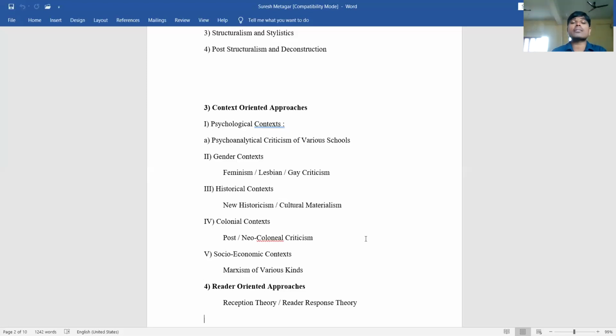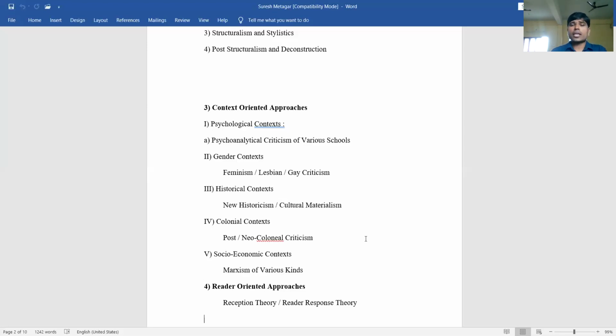And why people think so, and whether they are naturally inferior or they were made inferior because of socialization by the so-called dominant class of the society. Such kind of analysis is done in the gender context. Gender criticism means feminism, lesbian criticism, and gay criticism.